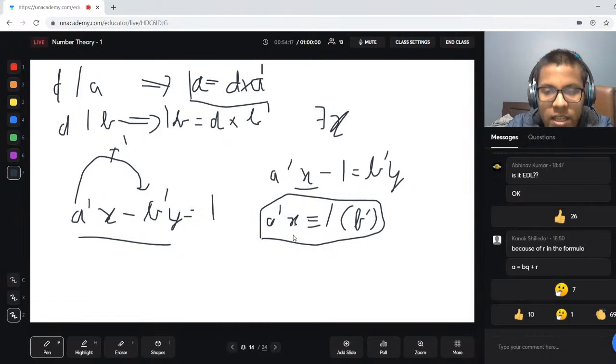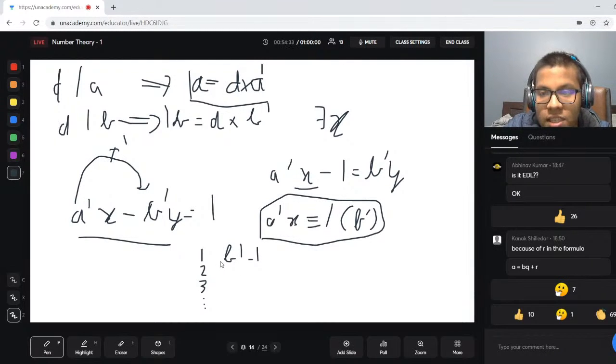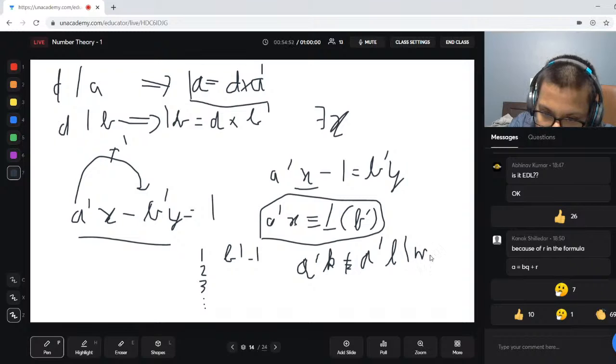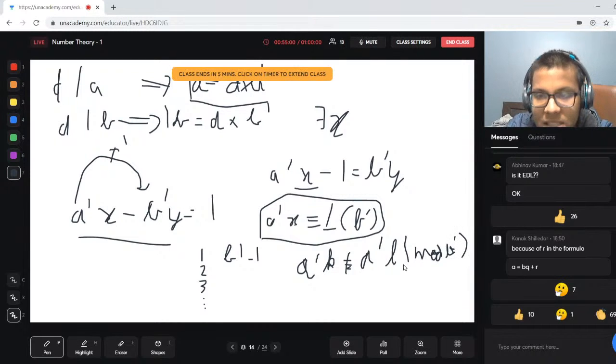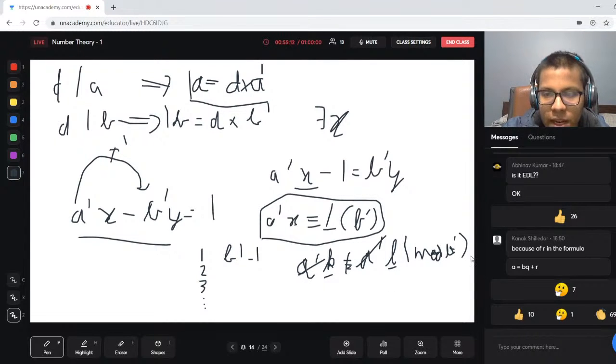so what if I now see what values X can take? X can take a value of 1, 2, 3, till B prime minus 1. And I set all these values and I say, let's check what value comes out here. Now, see that A prime K cannot be congruent to A prime L mod B prime if K and L are both less than B prime, because I can just cancel it from our original. So that would mean B prime divides K minus L, and K minus L is smaller than B prime, so that is not possible.